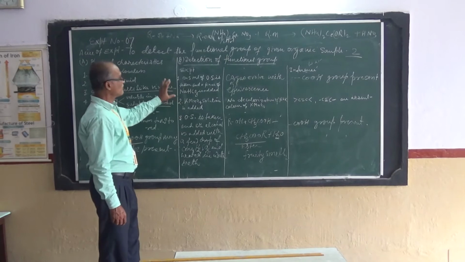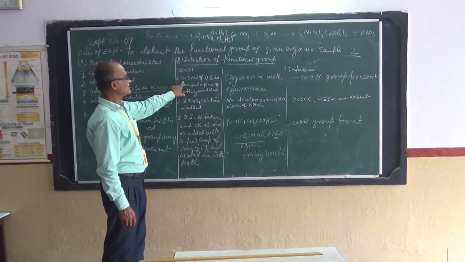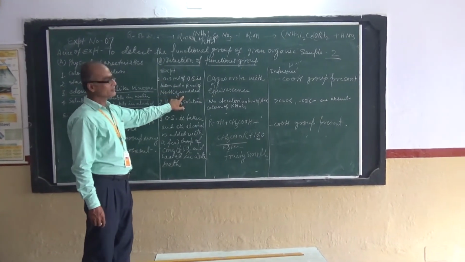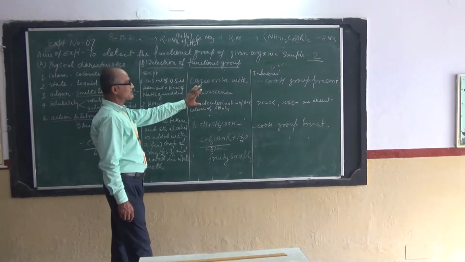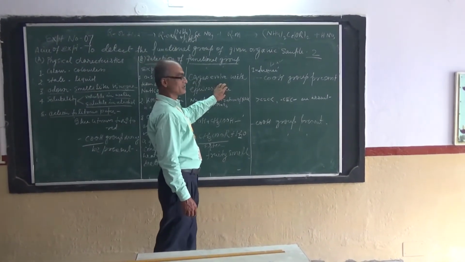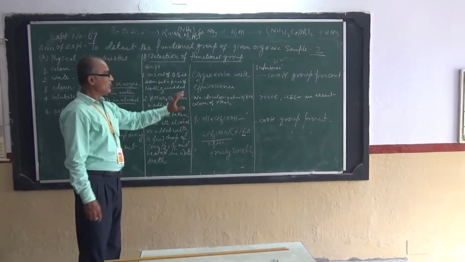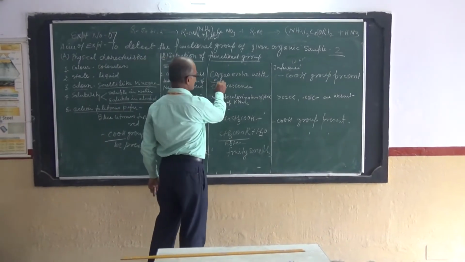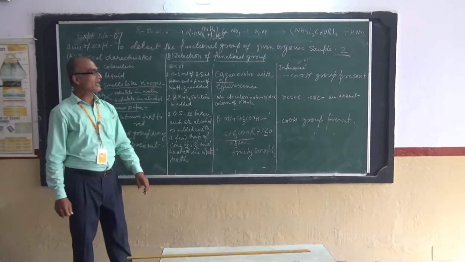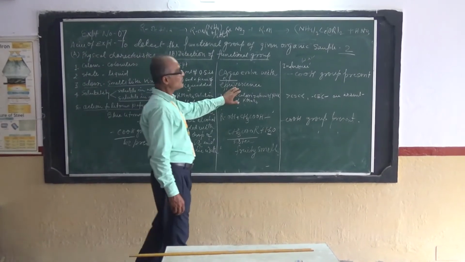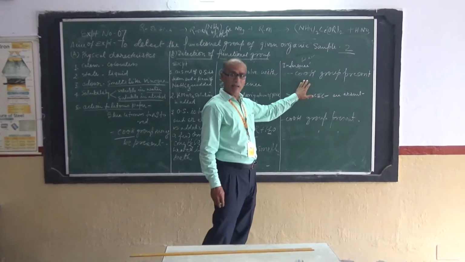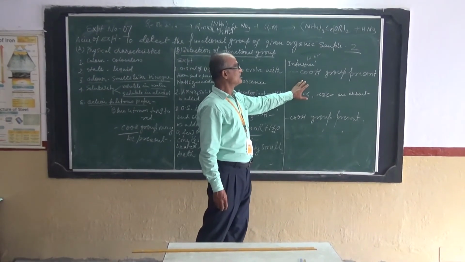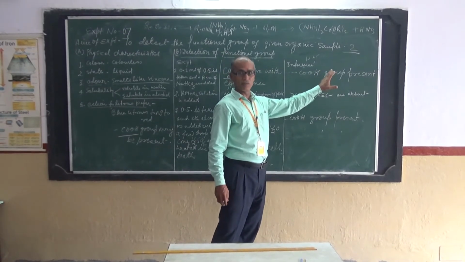For this, first we have to take the organic sample and add a pinch of sodium hydrogen carbonate. We observe that a gas comes out with effervescence, with evolution of carbon dioxide gas. This informs us that the given organic sample has an acid, and as it is an organic sample, this informs that this organic sample has a carboxylic group.